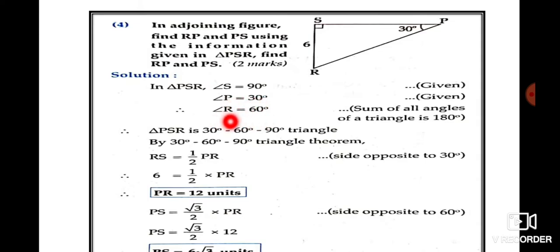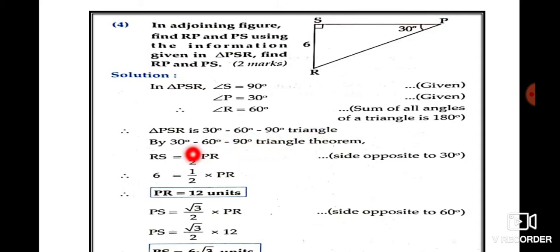Now here there is no need to show the working. There is no need to write 90 plus 30 plus R is equal to 180. You can write the answer directly: R is equal to 60 degrees, and write the reason: sum of all the angles of a triangle is 180 degrees. And then you say, therefore triangle PSR is a 30-60-90 triangle.